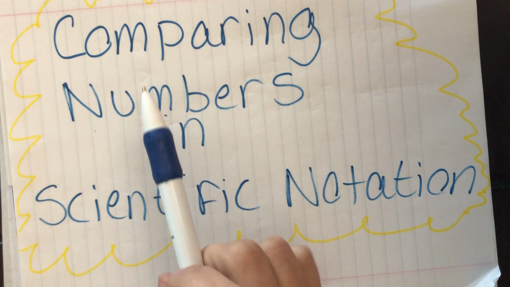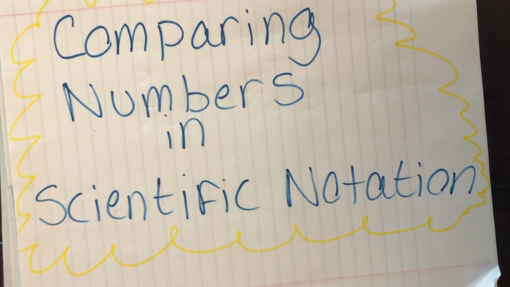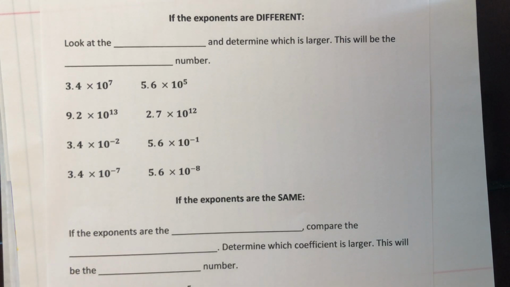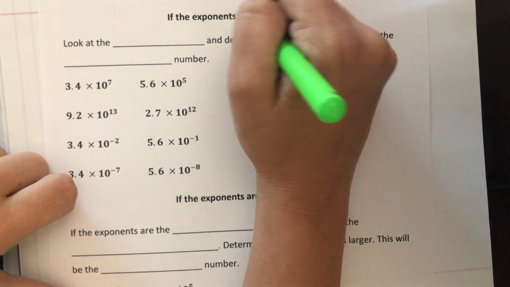Hey guys, today we're going to be talking about comparing numbers in scientific notation. I have some notes that we are going to go through together. So first we are going to talk about comparing numbers in scientific notation when the exponents are different.